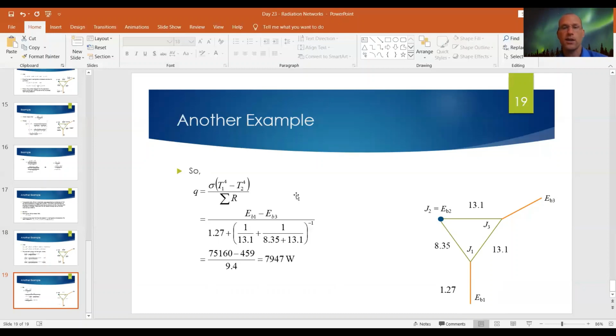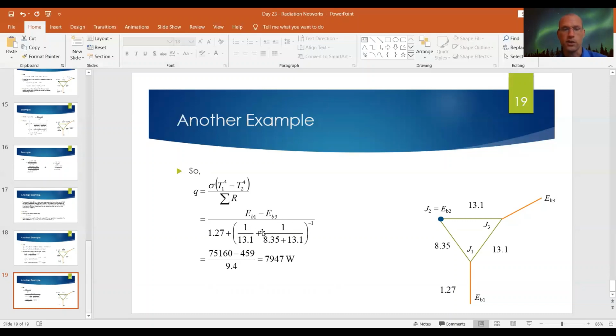So that's why when I calculate the energy lost from object 1, I want to look at what goes to EB3. So I'm kind of going all the way from EB1 to EB3. Again, that should technically be T3 to the 4th power. And then my total resistance, 1.27, so I have to go through that. And then I have an option. I can either go through this 13.1, or I can go through 8.35 plus 13.1. So the parallel stream there, written out better than I had in the last example.